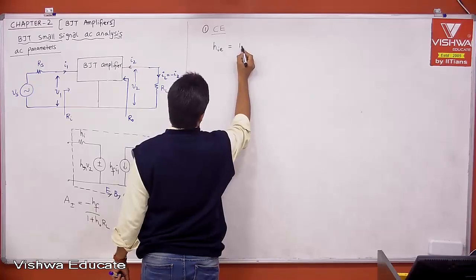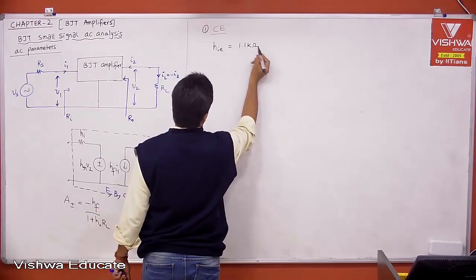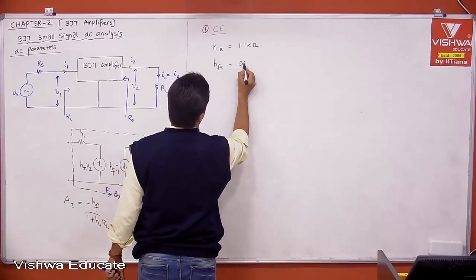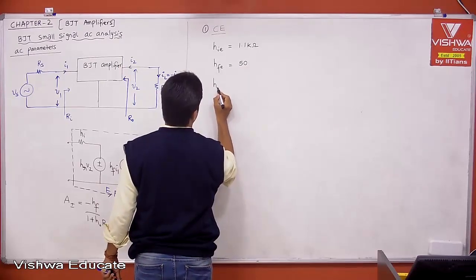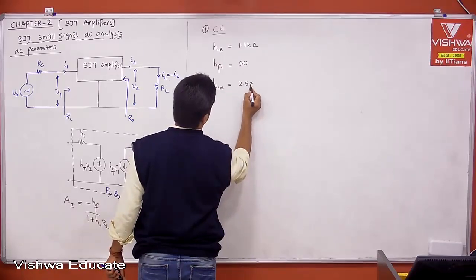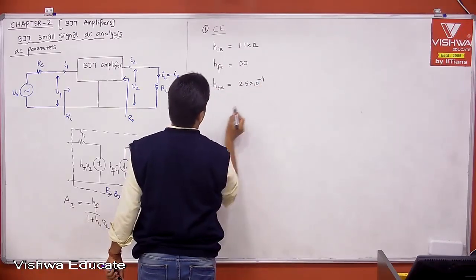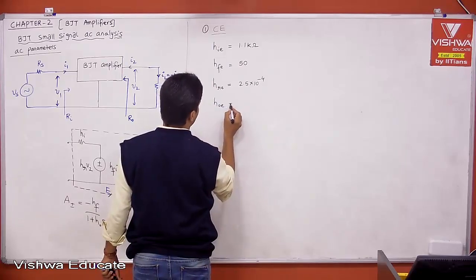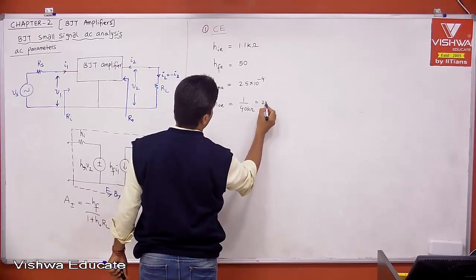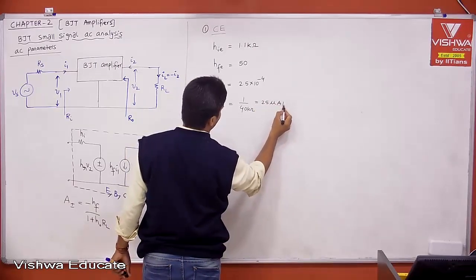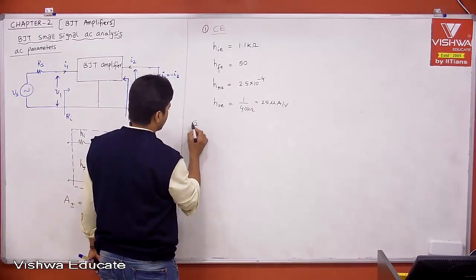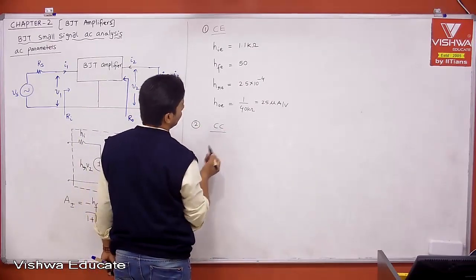For CE: HIE is equal to 1.1 kilo ohm, HFE is equal to 50, and HRE is equal to 2.5 into 10 to the power of minus 4. HOE is equal to 1 by 40 kilo ohm, or 25 microampere per volt, the typical values. Number 2, the CC configuration.